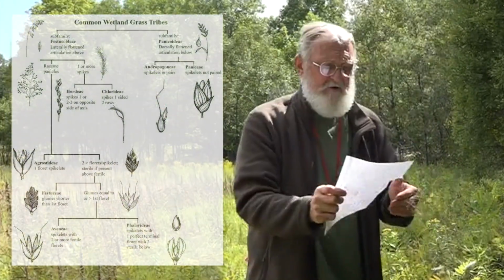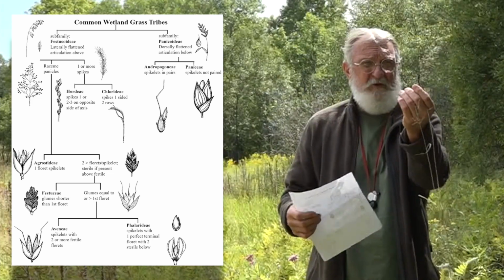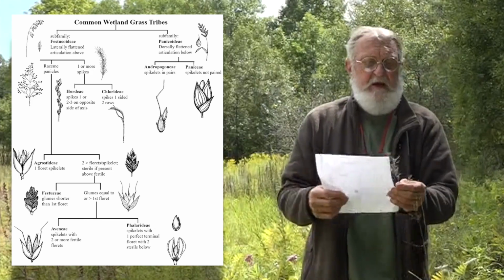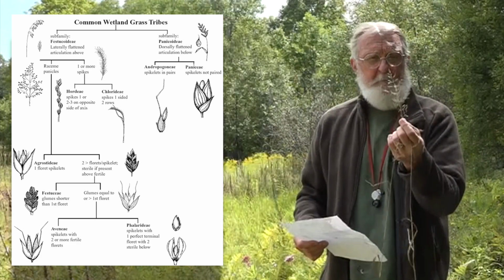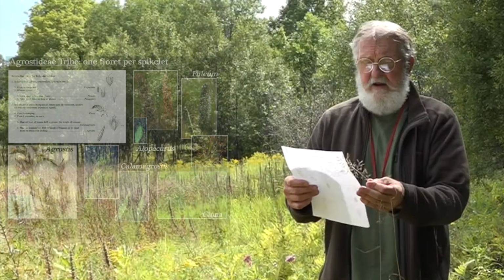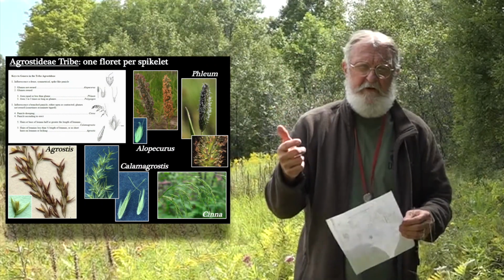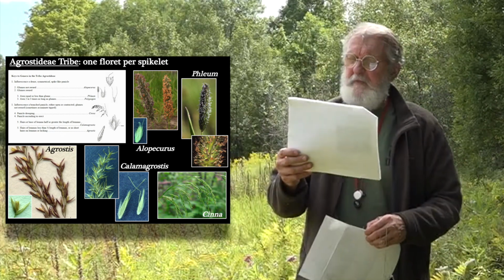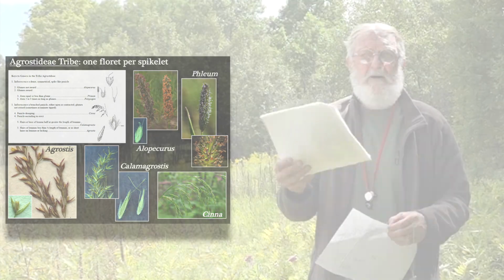So if we go down our key, here we have a raceme, not a spikelet, no one-sided stuff, no zigzag tribe. We go down and ask, how many florets are in each spikelet? And there's only one, and that is the Agrostidae. So you get Calamagrostis, Agrostis, let me see, Phleum, Polypogon, Alopecurus, Cinna. All right, our next tribe.